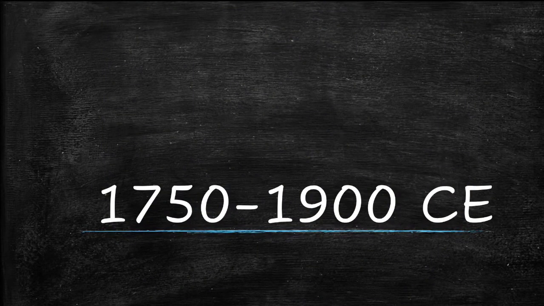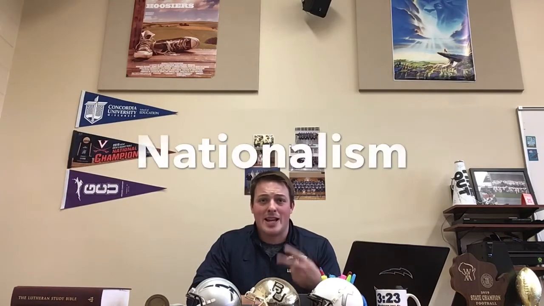Both Units 5 and 6 cover the period 1750 to 1900, or as many historians call it, the dawn of the modern era. There are three major changes that take place in Unit 5. The first is social, the second is political, and the third is economic. You know them better as the Enlightenment, Nationalism, and the Industrial Revolution. Those are our three themes for Unit 5 within the context of changes, and we're going to review them real quick.